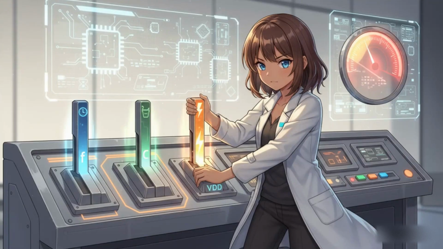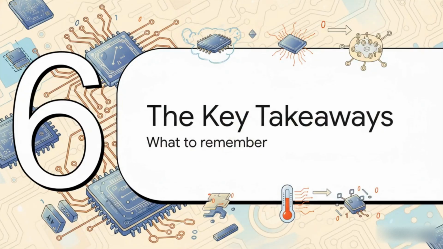So this simple little formula gives engineers three main knobs to turn to make chips more efficient. They can try to design them to switch less often, which lowers F. They can keep shrinking transistors to make the bucket smaller, which lowers C. But the biggest lever, by far, the magic bullet, is voltage. Because it's squared in the equation, even a tiny drop in voltage gives you a huge reduction in power and heat.